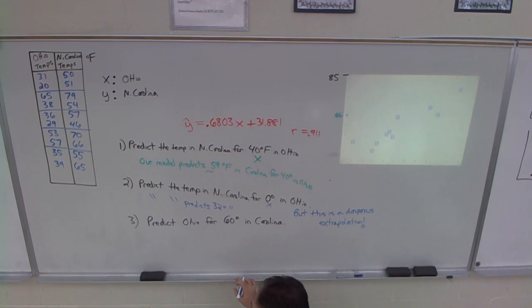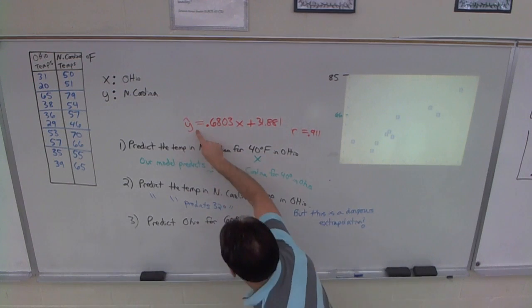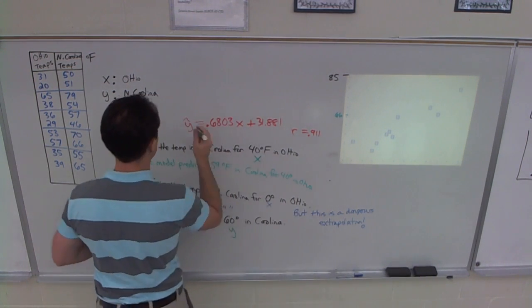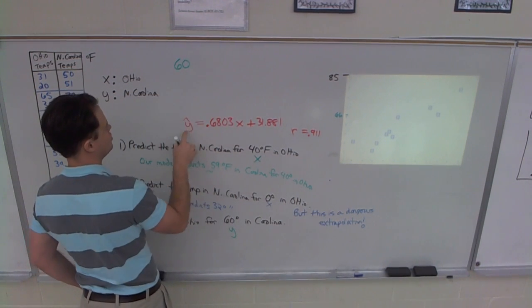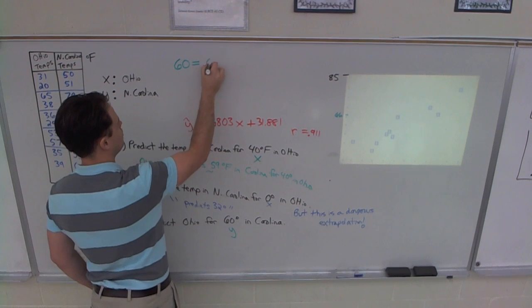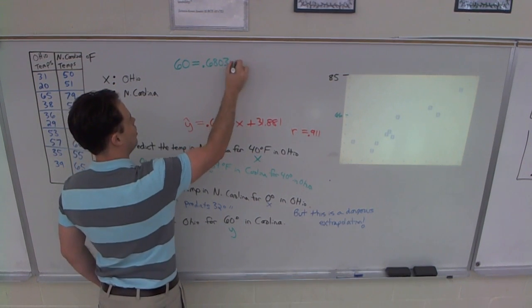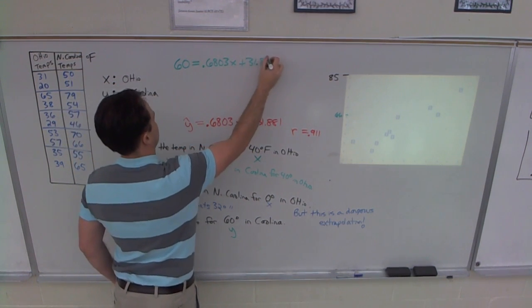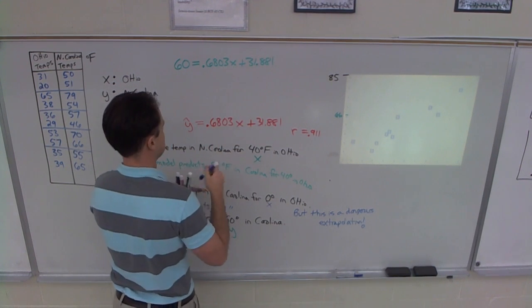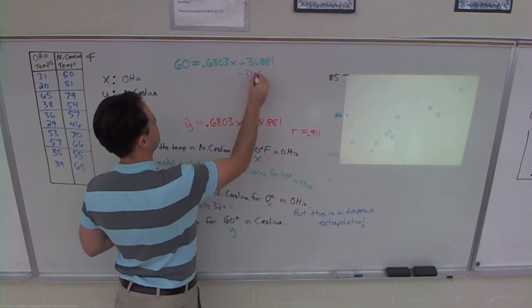Okay? Last one we're going to predict, last thing for today, is we want to predict Ohio for 60 degrees in Carolina. Is this an X or a Y? This is a Y this time. You can use your model backwards like that. So now I've got to put 60 in for Y. So I'm going to do that up here. So I'm going to say 60 is a Y value. And I've got to solve for X, exactly. It's going to take a couple steps, right? I've got to do this.